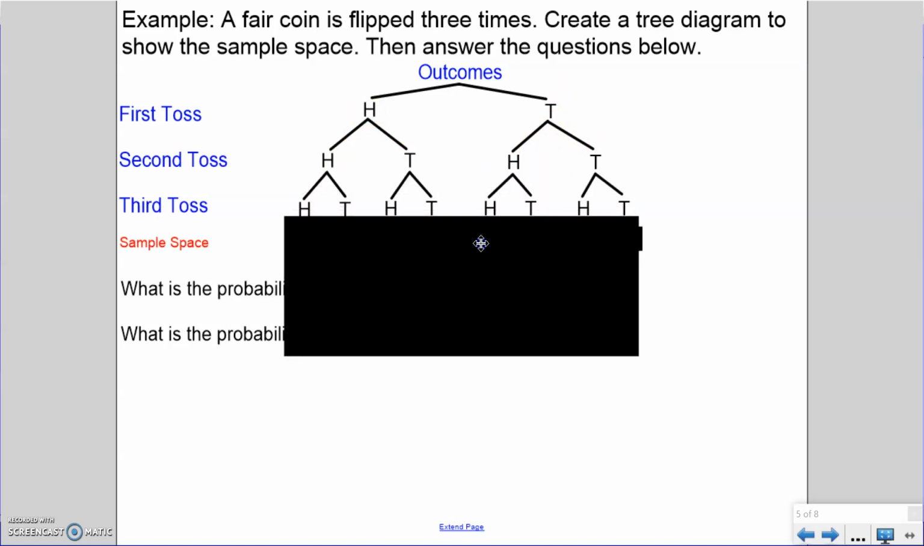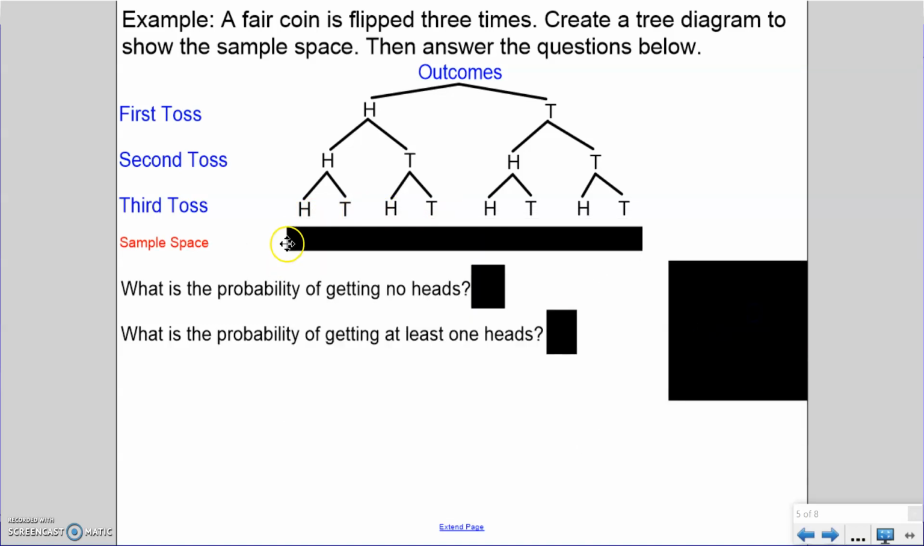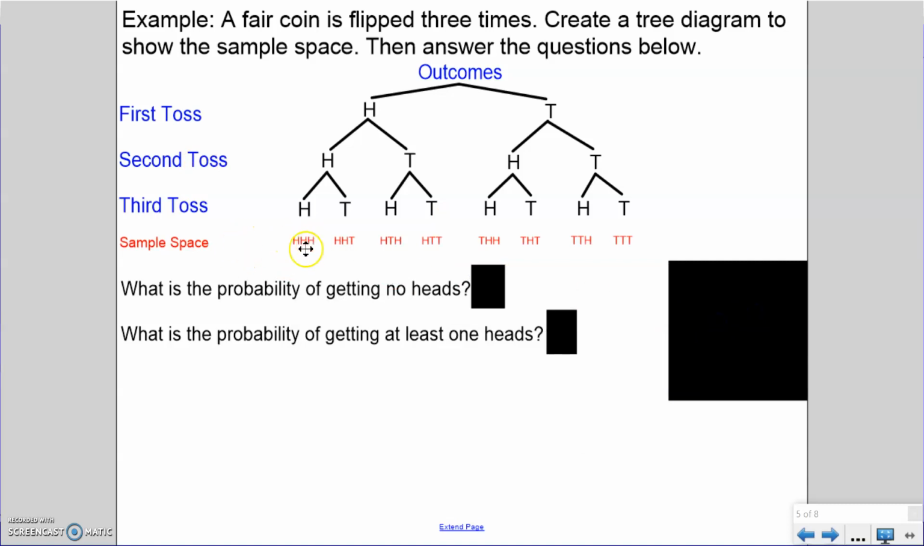And then we do a third time. Again, heads or tails, depending on which one it is. So our sample space is going to be these. We could have got heads 3 times in a row, heads, heads, heads, or heads, heads, tails, or heads, tails, heads, heads, tails, tails, tails, heads, heads, tails, heads, tails, tails, tails, heads, tails, tails, tails. So there's 8 different possibilities here.